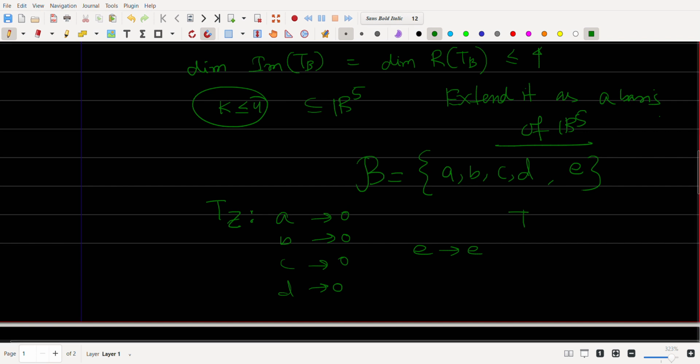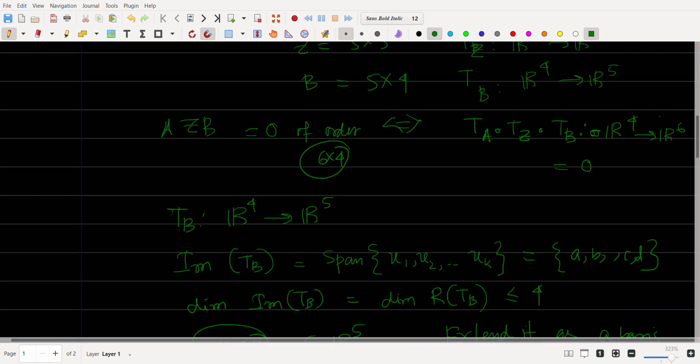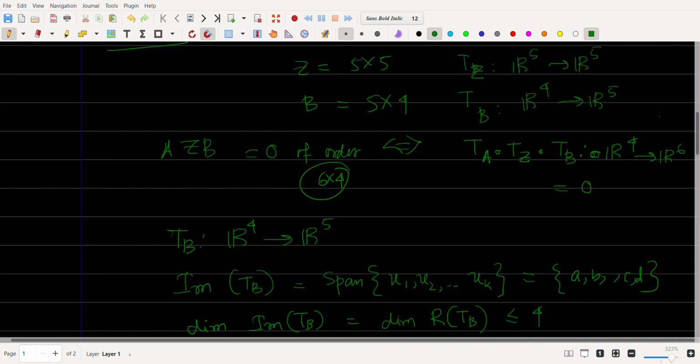But if you do TZ compose TB, what will you get? TZ compose TB is 0 identically, because this element maps to 0. The element which is the basis of the range of TB goes to 0. That is inside the null space of TZ. So that's why TZ compose TB is 0.